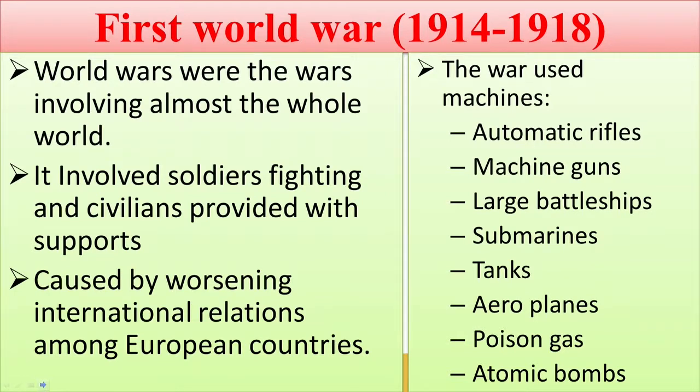The war used machines such as automatic rifles. They also used the machine gun, large battleships, submarines, tanks, aeroplanes, poisonous gas, and finally the atomic bombs. We are going to see these machines in action.